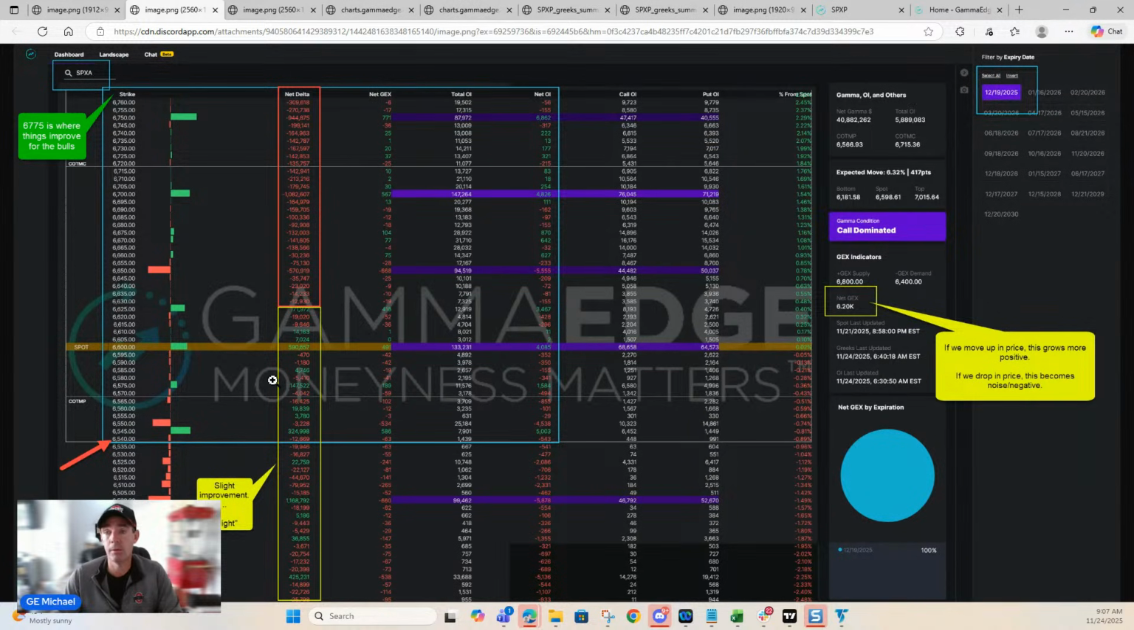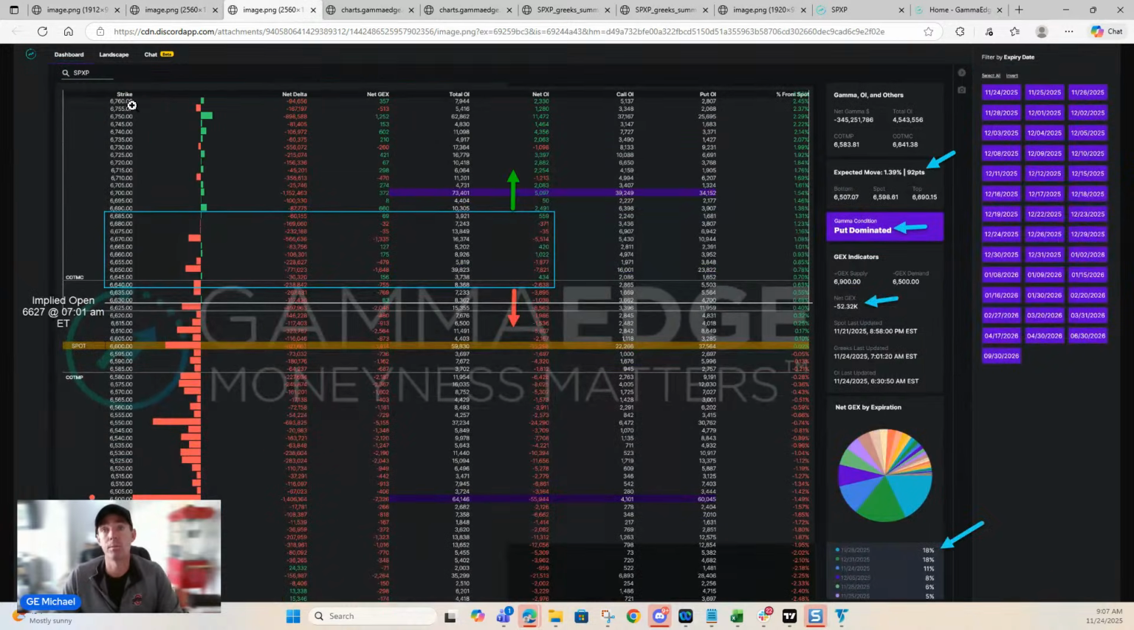But we are call dominated, so it should be supportive on pullbacks, even though we see quite a bit of out of the money put hedging. This should still be supportive as long as we're above the transition areas. If we continue to drop below the transition areas, we'd be slightly more negative and cautionary for a larger move to the downside. All right, let's move on to the SPXP.